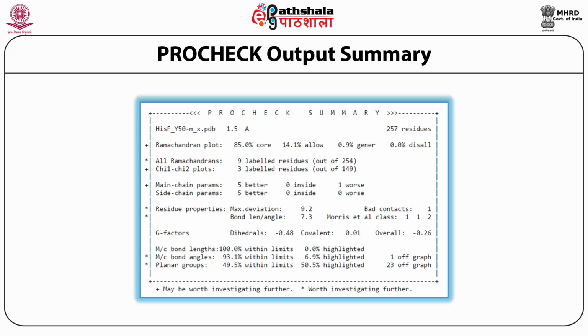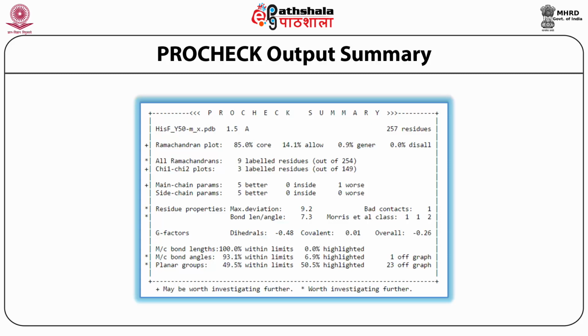Then it also tells about the chi plots. In these chi plots, it has taken 149 chi plots. Out of that, some of them are worse, some of them are not. Whereas in the case of main chain parameters, 5 amino acids are better, and one is the worst case, which we have seen in the plot also, that one dot lying outside the blue region. So that is the worst case.